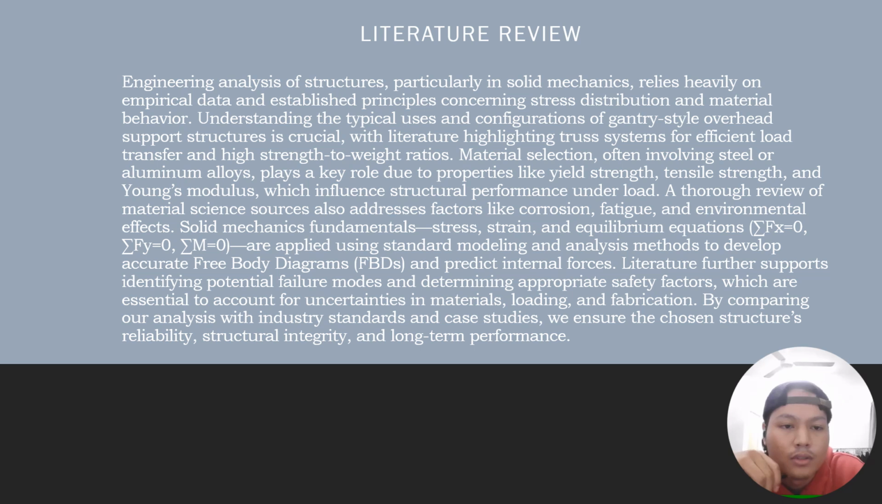Literature review. Engineering analysis of structures, particularly in solid mechanics, relies heavily on empirical data and established principles concerning stress distribution and material behavior. Understanding the typical uses and configurations of gantry-style overhead support structures is crucial, with literature highlighting truss systems for efficient load transfer and high strength-to-weight ratios. Material selection, often involving steel or aluminum alloys, plays a key role due to properties like yield strength, tensile strength, and Young's modulus, which influence structural performance under load.